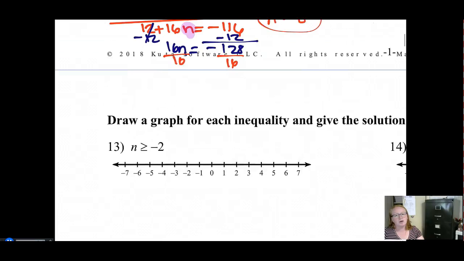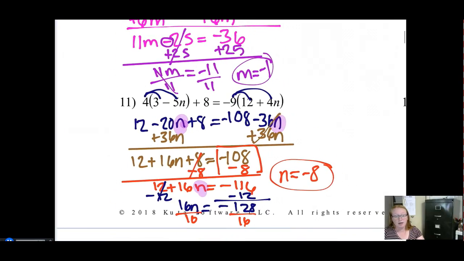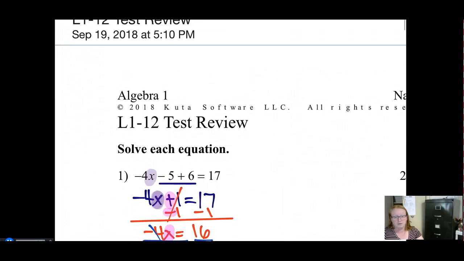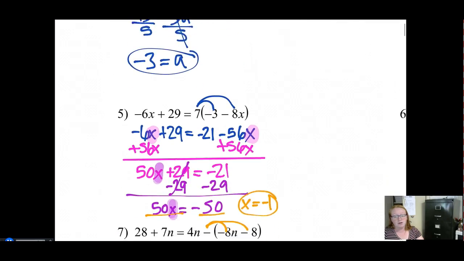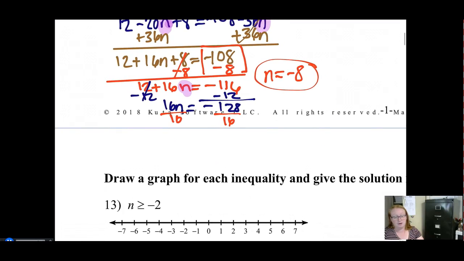Okay, so I'm going to stop my video there. I've finished this first page, the odds. I'm going to stop there because that deals with just one type of equation. It's the solving equations. And I'm going to move on to my next video, which will show the graphing inequalities.